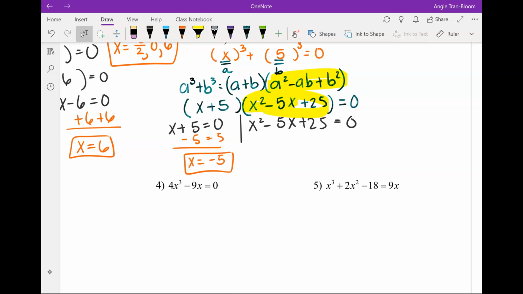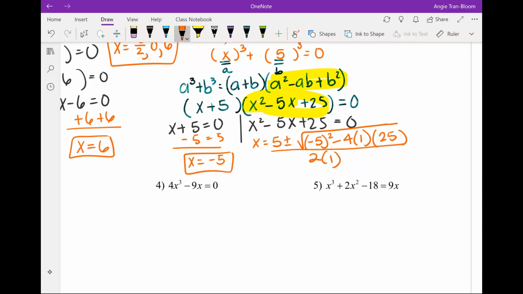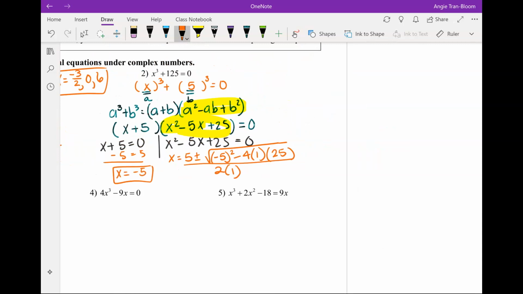X equals what? Negative b. Your b value is negative 5, so would you agree that it's just 5? Plus or minus square root of what? B squared. B is negative 5, so I'm going to write in quantity, negative quantity squared. Minus 4 times a. What's your a? A is not x, but 1. A is in front of x squared, so that has to be 1. Times c. What's your c? 25. All over 2 times a, which is 1.